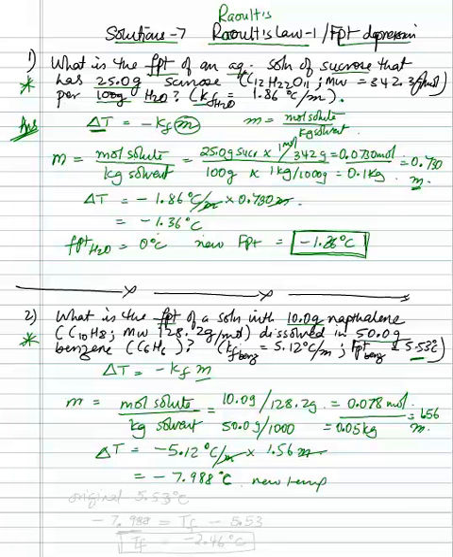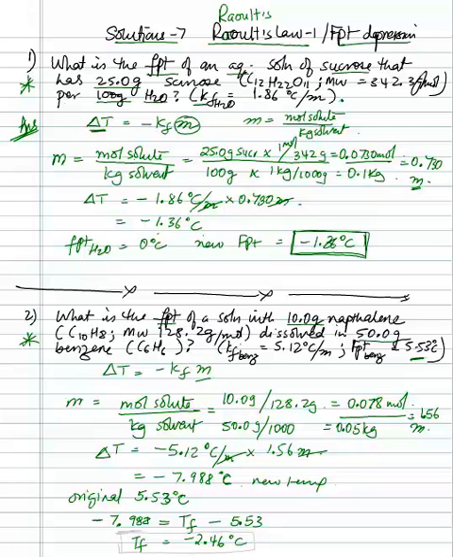The original freezing point was 5.53 degrees Celsius, so all you have to do is subtract. The change is minus 7.988, which is equal to T final minus T original, which is 5.53. So T final is minus 2.46 degrees Celsius.